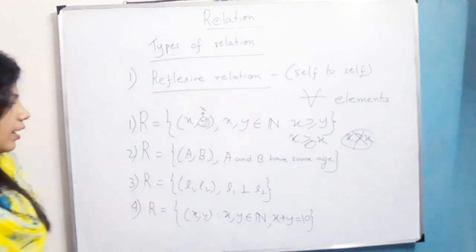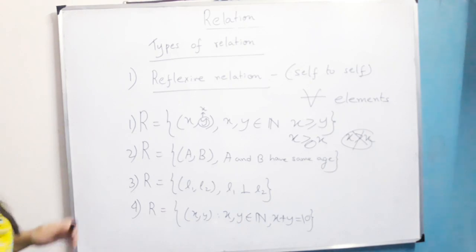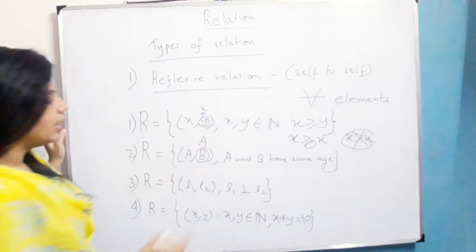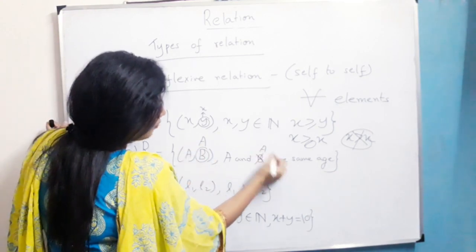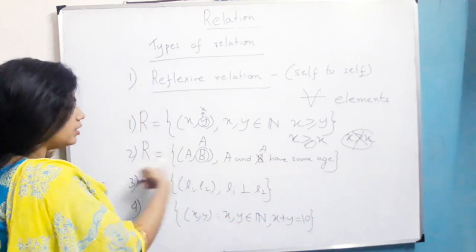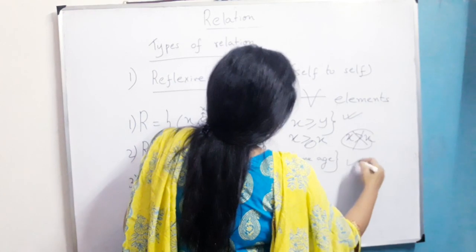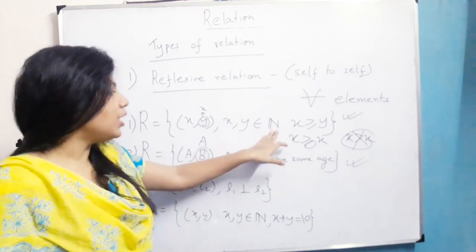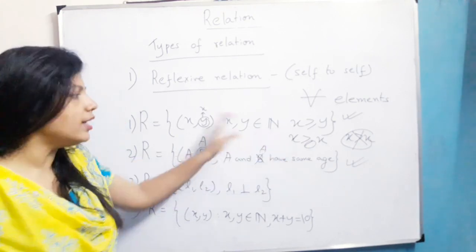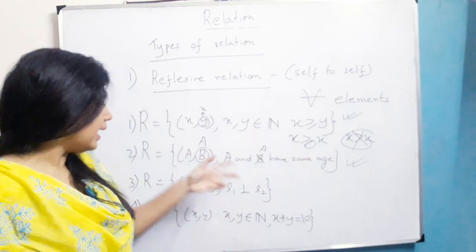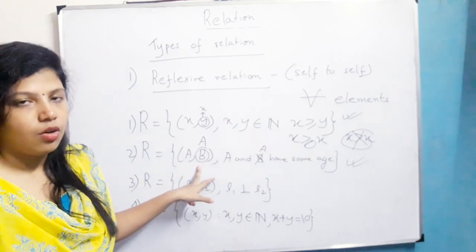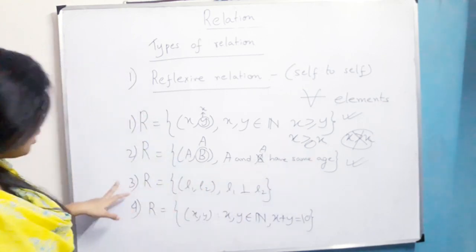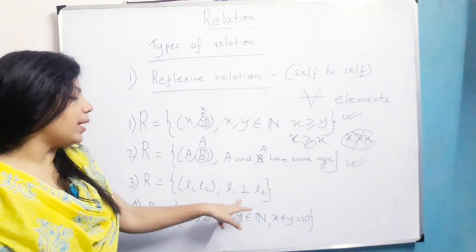Now number 2. A and B have the same age. Just like the previous one, replace B by A. So what does it mean? A and A have the same age. Is this true? Yes, so this one is also reflexive, because it holds for all the elements. If I take any person in the world, this will be the same.